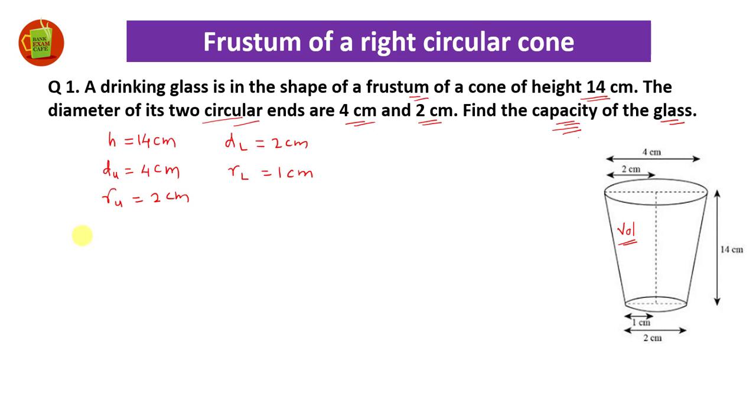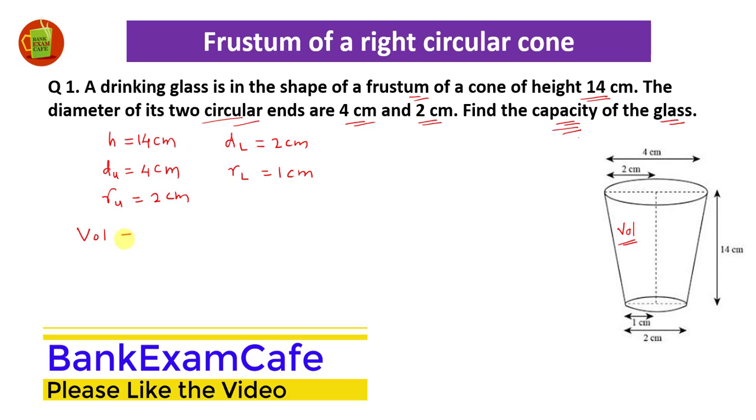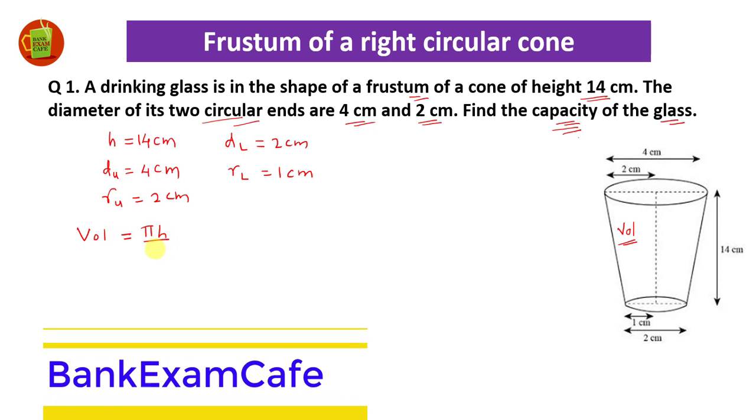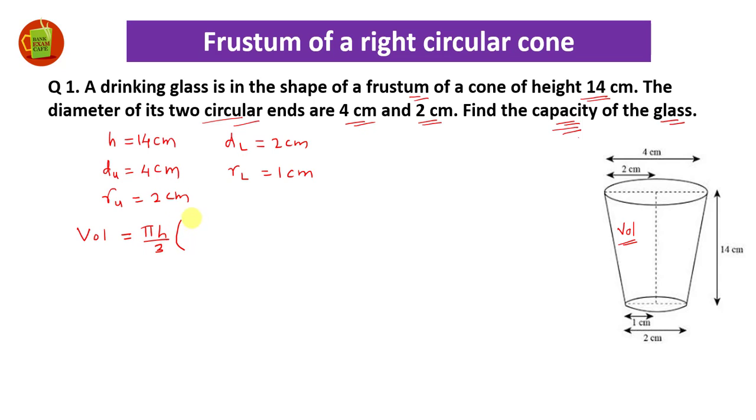The volume of the frustum is given by the formula: volume is equal to pi h upon 3 into bracket r1 square plus r2 square plus r1 into r2. So the volume of the frustum is equal to pi, which we are taking as 22 by 7, into h is 14, so it will be 14 by 3 into bracket: first r is 2 centimeter, so 2 square, plus another r is 1, so 1 square, plus r into r, that is 2 into 1.